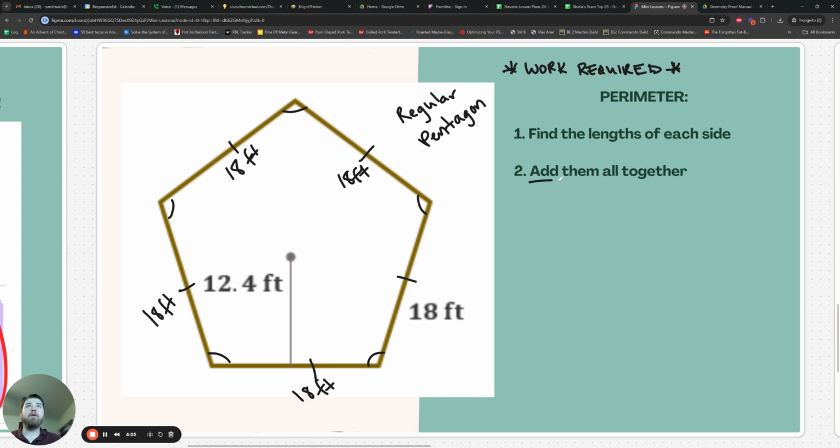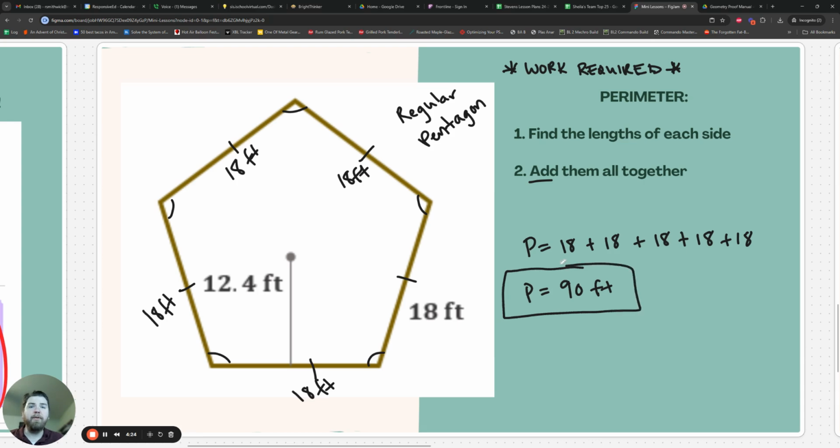So all we're going to do here is just add them together. So we say perimeter is just 18 plus 18 plus 18 plus 18 plus 18. And so we're just going to add all of those together. And when we do that, we're going to end up getting 90 feet. And that's going to be what you have for your perimeter. That right there is exactly what you would need to do for your work on the test.